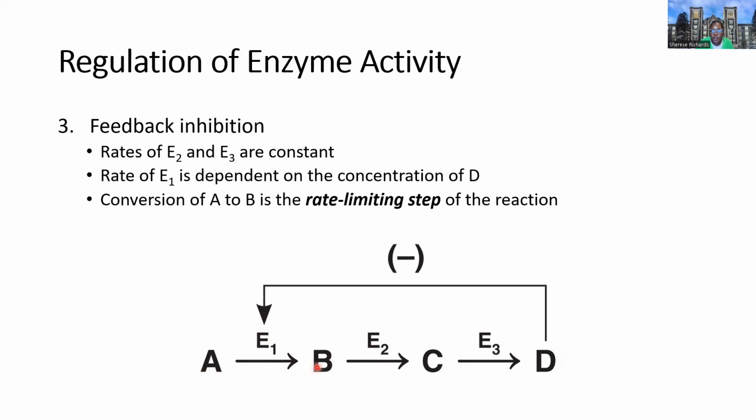And that is going to be determined by the amount of the product D. So if we have a high concentration of product D, that is going to turn off the action of enzyme 1. And if we have lower concentrations of product D, that is going to encourage the activity of enzyme 1. So in this instance, as we said earlier, A to B is the rate limiting step.